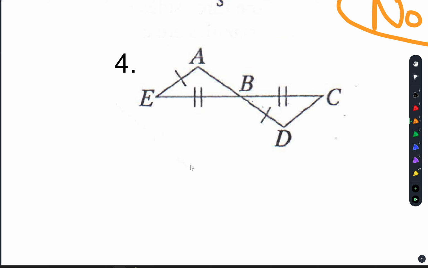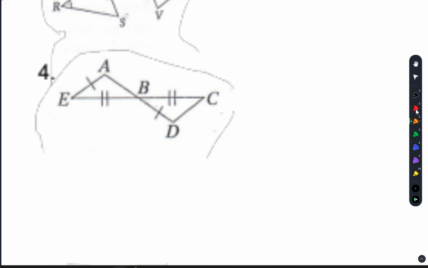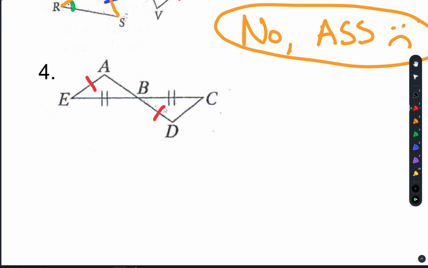Okay, one more like this. Take a look at number 4. Ooh, blurry. I start with what I'm given. AE and DB. That's a side. I have EB and CB. That's another side. What else do I have in here? Casper.